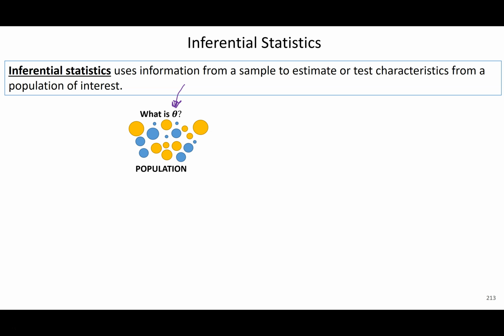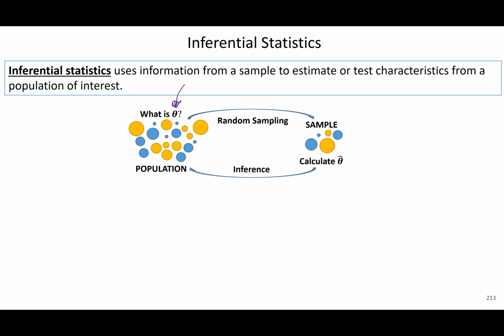And so on. Once we have that question, we're going to take a random representative sample, and from that sample, we're going to calculate the sample version of what we're interested in. So we'll calculate theta hat. If I'm interested in the population mean, here is where I am calculating the sample mean. And then I am using what I saw in my sample to make a statement back to that population.